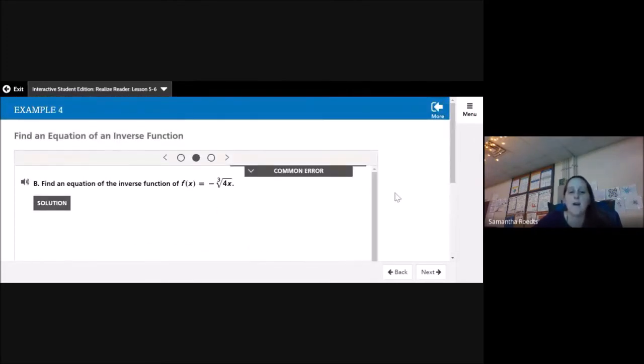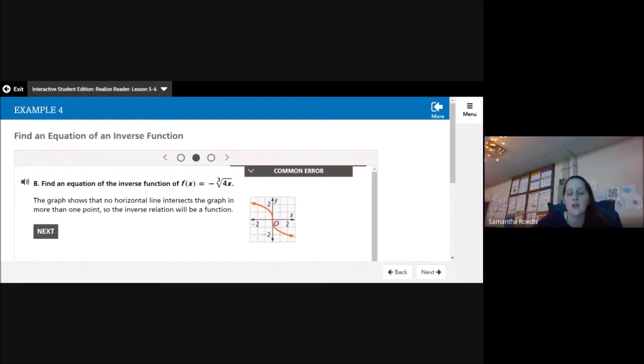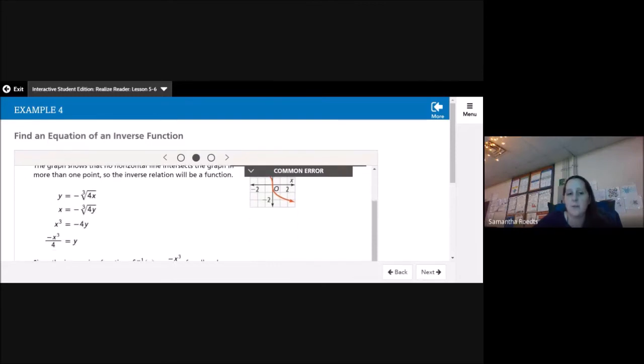I want to find an equation of the inverse function of f of x equals negative cube root of 4x. The graph shows that no horizontal line intersects the graph in more than one point, so the inverse relation will be a function. So I flip my x and y values.